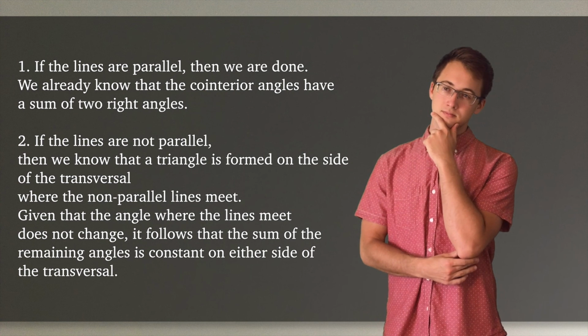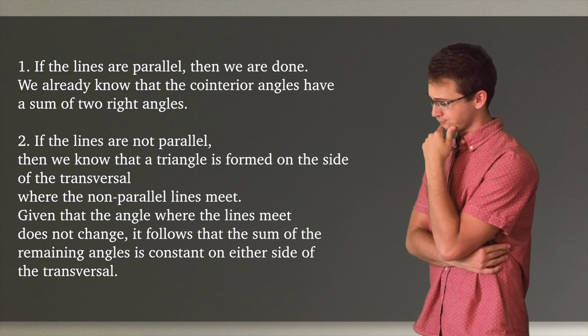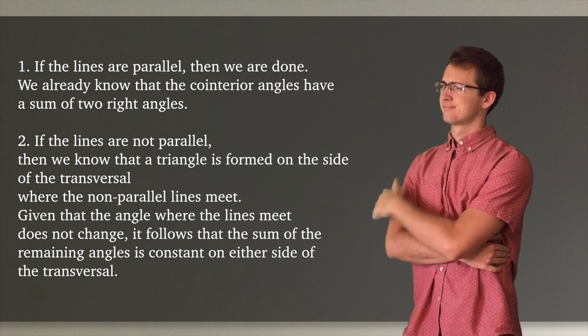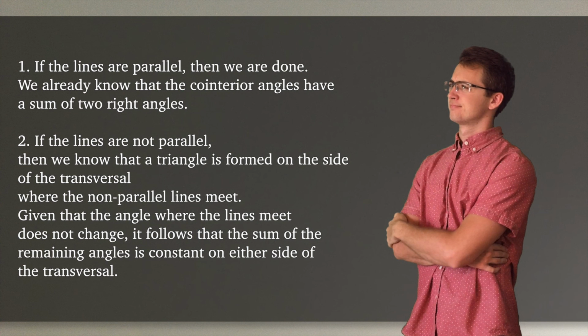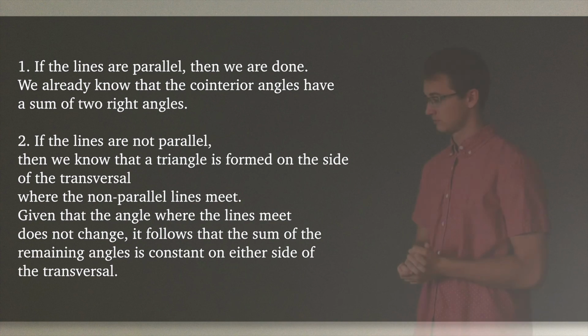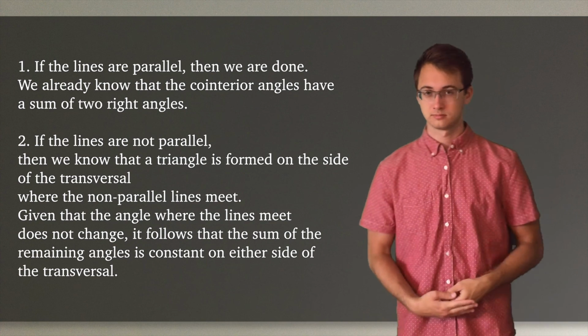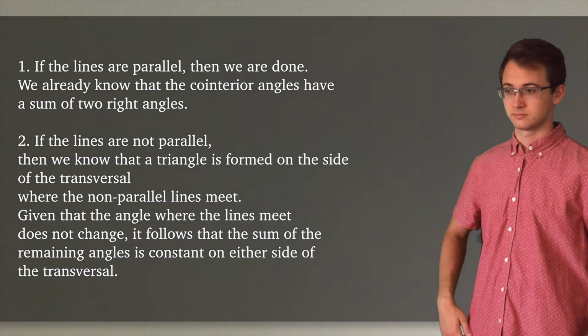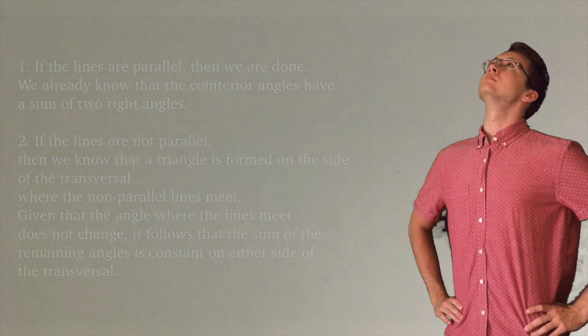Number two: if the lines are not parallel, then we know that a triangle is formed on the side of the transversal where the non-parallel lines meet. Given that the angle where the lines meet does not change, it follows that the sum of the remaining angles is constant on either side of the transversal. The fifth requirement of Euclid's Elements has been derived.